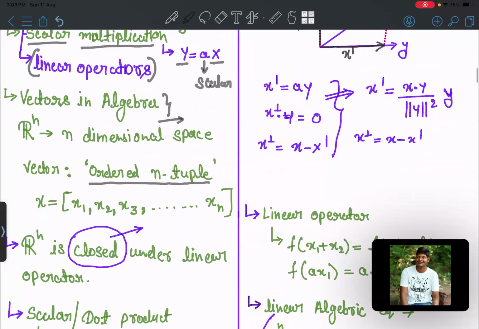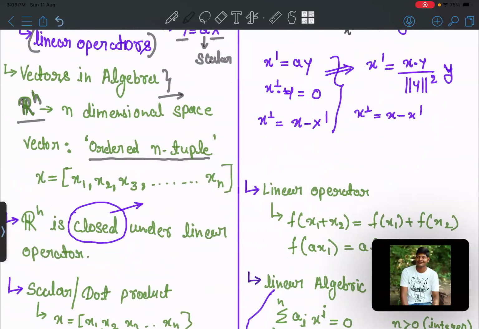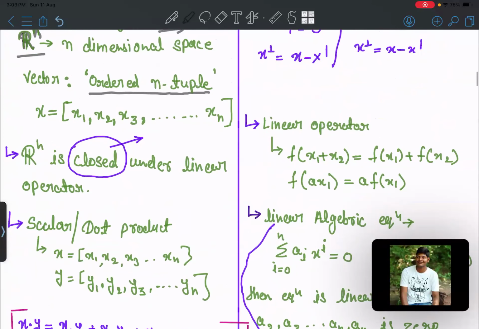So suppose we have some n-dimensional space that is represented as Rn. In this n-dimensional space, any vector x can be represented by n tuples. These n tuples are ordered, meaning their order we cannot change.